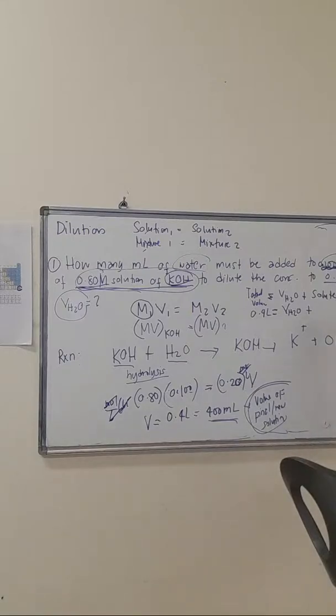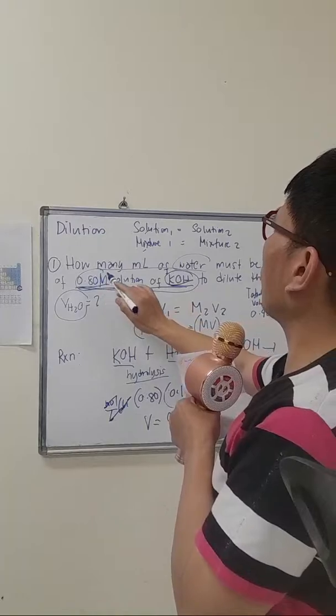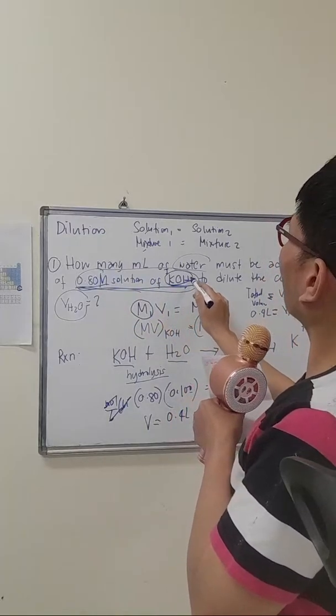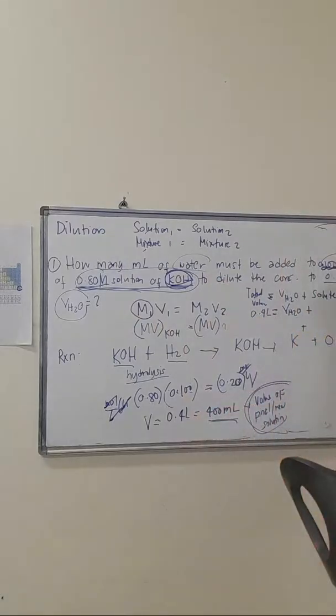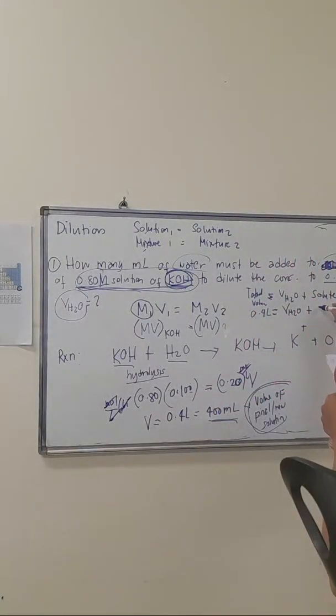Take note, this is 100 ml of 0.80 molar solution of potassium hydroxide. So our potassium hydroxide is the solute. So this 100 ml or 0.1 liter is the volume of our solute. We treat potassium hydroxide here as our solute. So the volume of water is equal to 0.4 liters minus 0.1 is equal to 0.3 liters, or 300 ml, is the volume of water you will add to make it 400 ml, which is the resulting solution.